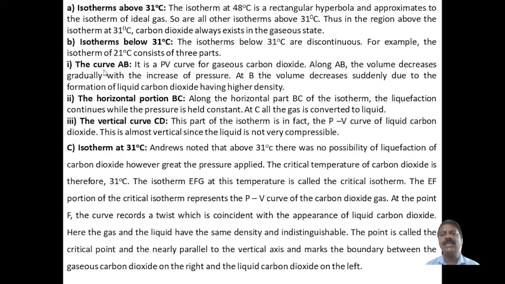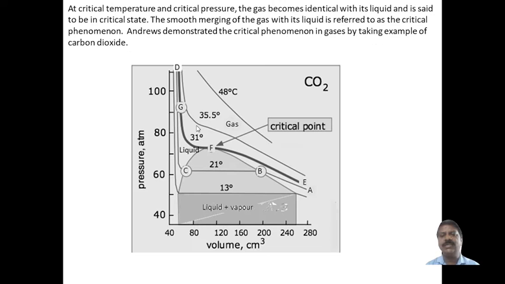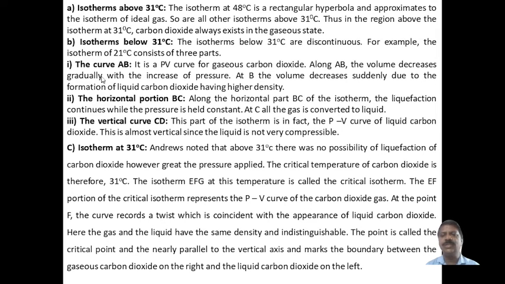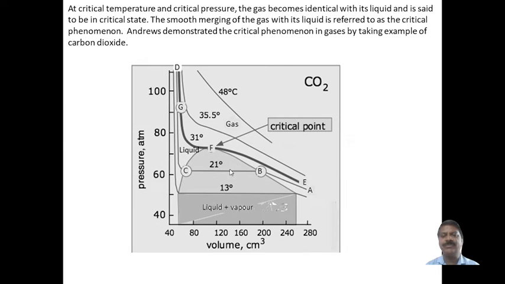For example, the isotherm at 21 degrees Celsius consists of three parts. First is the curve AB. AB means from A to B. What happened here? These are all gaseous state. Here it became a liquid state.